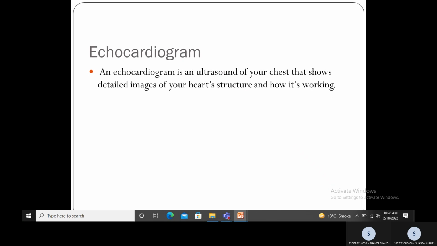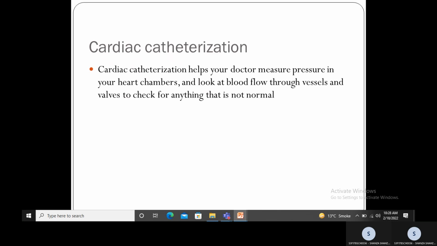Third is the echocardiogram. An echocardiogram is an ultrasound of your chest that shows a detailed image of your heart structure and how it's working. And next is the cardiac catheterization. Cardiac catheterization helps your doctor measure pressure in your heart chamber and look at blood flow through vessels and valves to check for anything that is not normal.